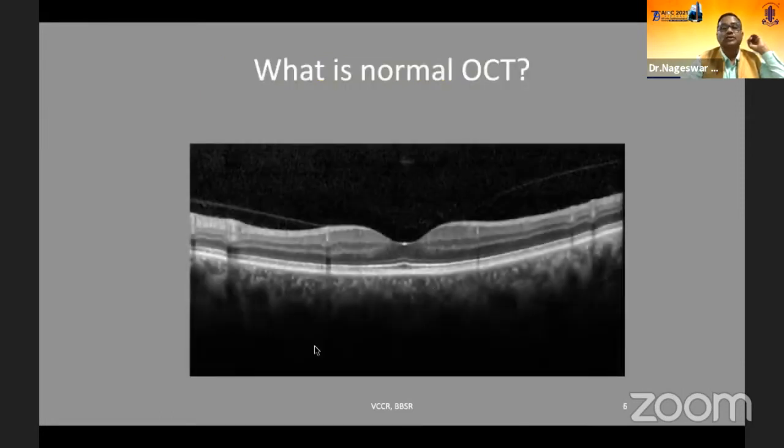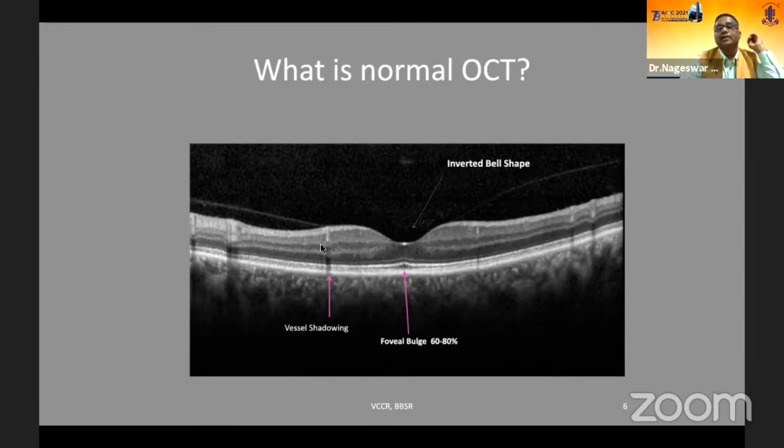So what is a normal OCT? A normal OCT looks like this. It is centrally bell-shaped, corresponding to the umbo, or the central pit of the fovea, which is here. In around 60 to 80% of cases, we may sometimes see the foveal bulge. This is also normal. Mostly you will see the vessels in the inner nuclear layer and the nerve fiber layer cast a shadow. This is the shadow which is being cast.